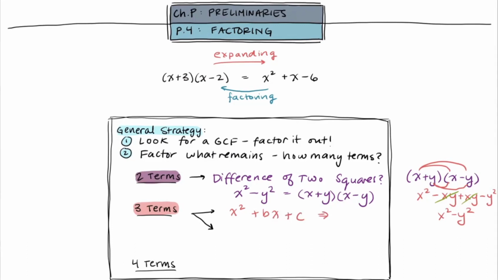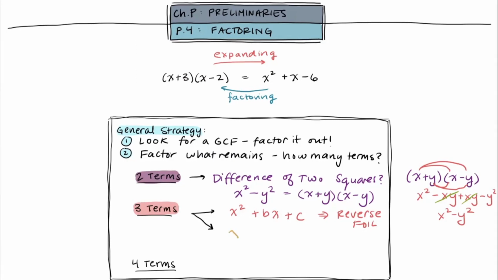The way to factor this is by doing what I call reverse FOIL. And I'll tell you what I mean by that. It's probably something you've done before. You look for numbers that multiply to c and add up to b, and then that'll tell you what numbers you use in your factorization.